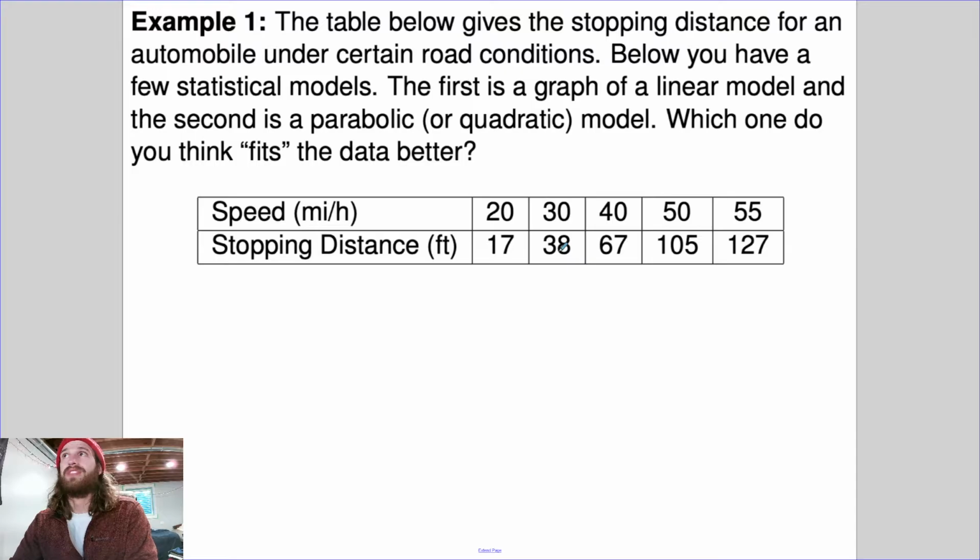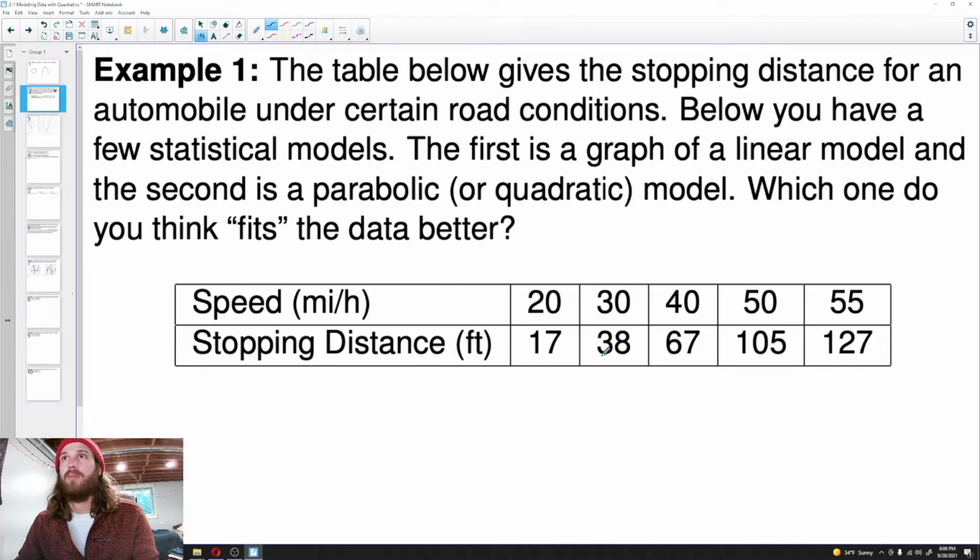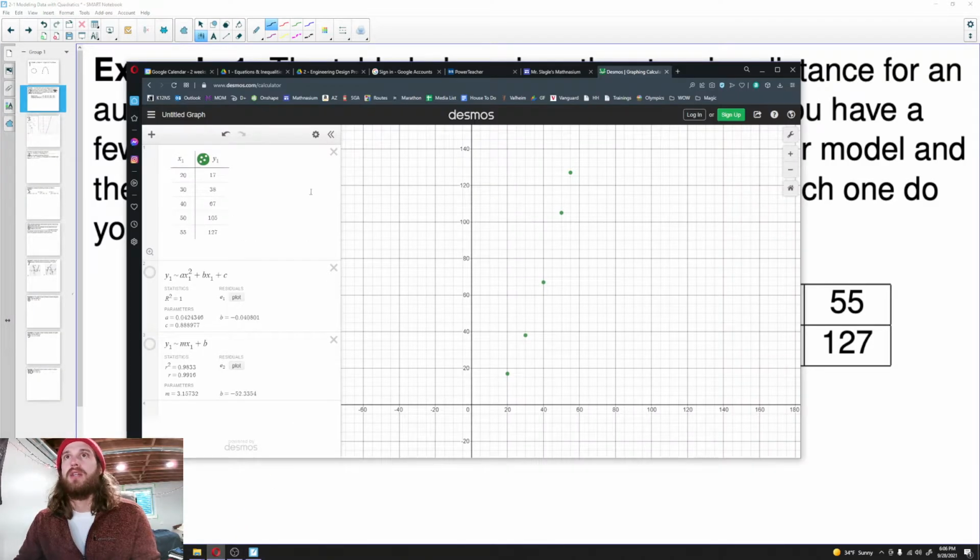The table below gives the stopping distance for an automobile under certain road conditions. Let's assume that it's a dry road for this case. Below you have a few statistical models. The first is a graph with a line, and the second is a parabolic or quadratic model. Which do you think fits the data better? You can't see those right now until I pull them up in Desmos. So let's take a look.